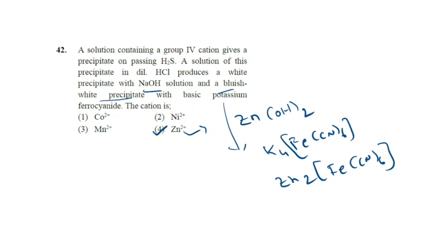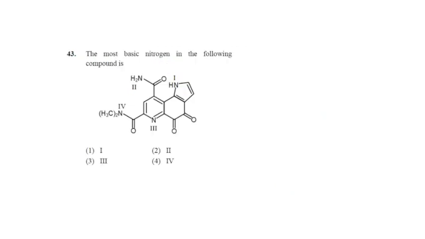Group reagents as well as the confirmatory tests of both cations and anions are very, very important for the mains entrance examination. Go through it once. Let's move to the next one. This type of questions are very, very important.